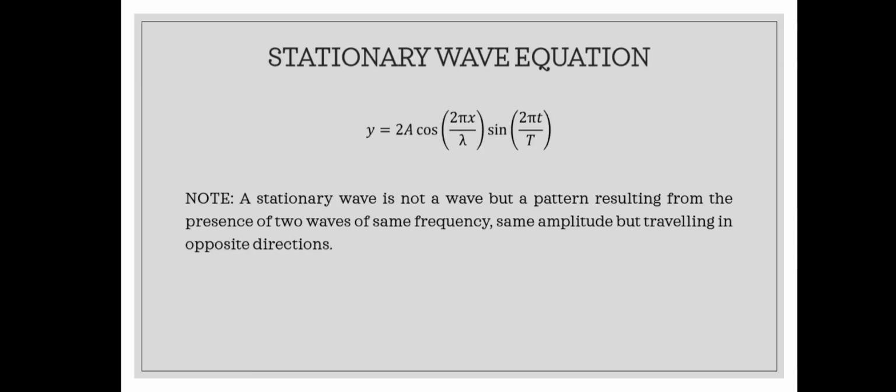So this is the stationary wave equation, 2a cos(2πx/λ) sin(2πt/T), where T is the time period. One most important thing is, although we say stationary wave, it's not actually a wave. It doesn't travel backward and forward. Rather, it's a pattern resulting from the presence of two waves which have the same amplitude, same frequency, but the only difference is they move in opposite directions, which creates the stationary wave pattern.